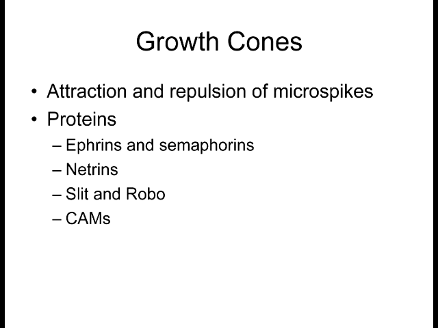So here are some of the major proteins that we're going to talk about that are involved in chemoattraction and chemorepulsion of the growth cones of the axons of neurons. I've already talked a little bit about ephrins and semaphorins. We're going to talk about netrins today. We're going to talk about slit and robo. And then, of course, cell adhesion molecules, or CAMs.